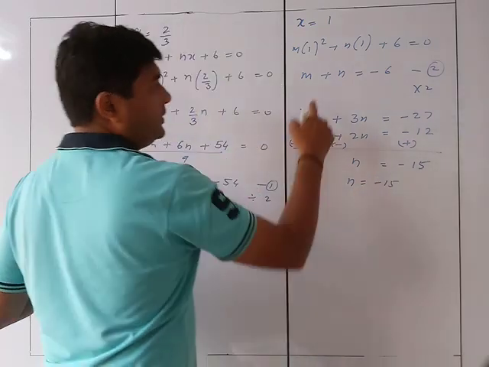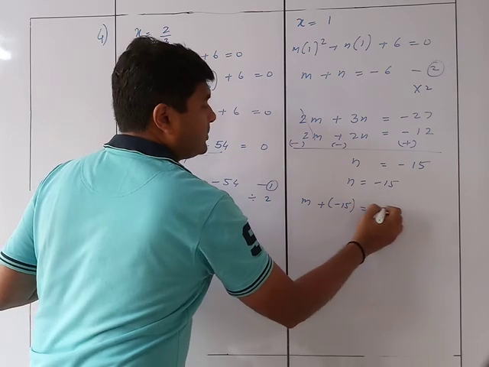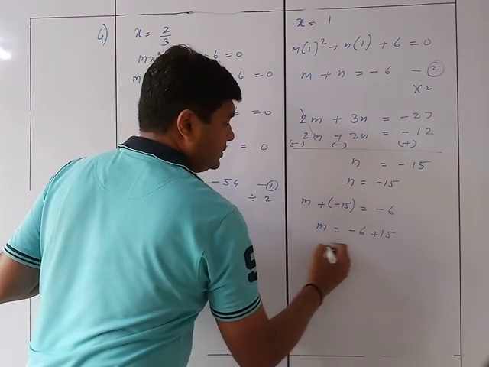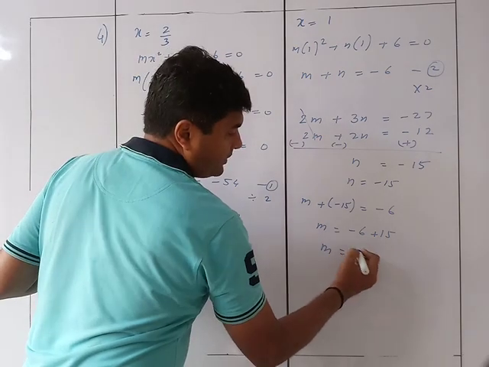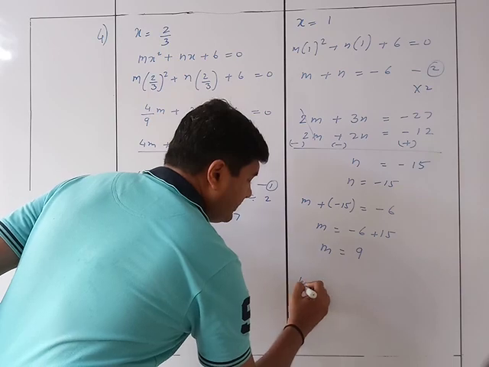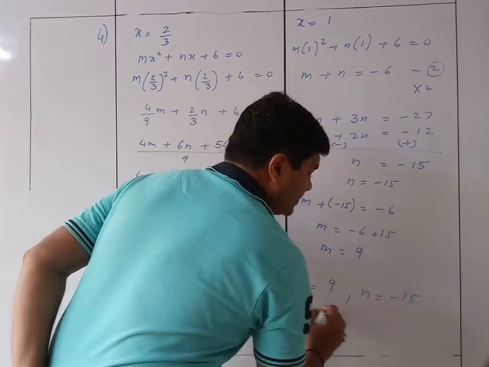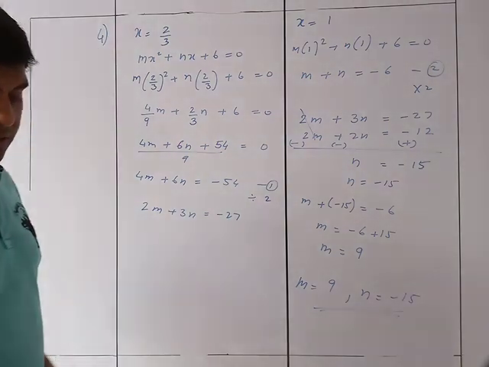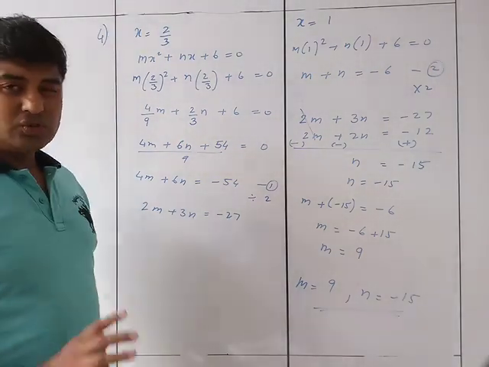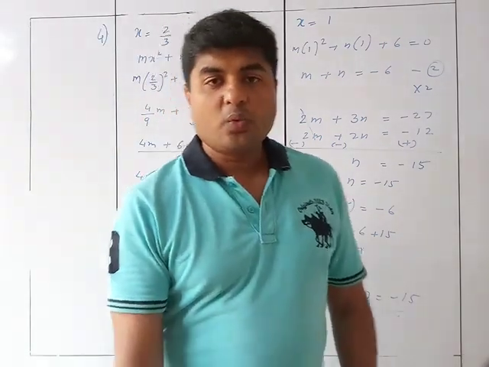Now place the value over here. So m plus minus 15 is equal to minus 6. So m is equal to minus 6 plus 15. So m is equal to 9. Okay. So therefore m is equal to 9, n is equal to minus 15 will be the solution to this particular question. Is it clear? So this was the first exercise, quite easy.